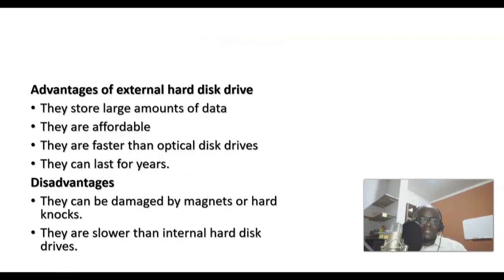Now, they have advantages. Usually we know them for storing large amounts of data. Another advantage is they are affordable. They're not very expensive, so people are able to buy them. Then they are faster than optical disk drives, so they're quite fast. When you connect them, you can quickly look for the data items which are there, or you can save data to them. Then they can last for years. They are usually durable. That means they can stay for a long period of time.